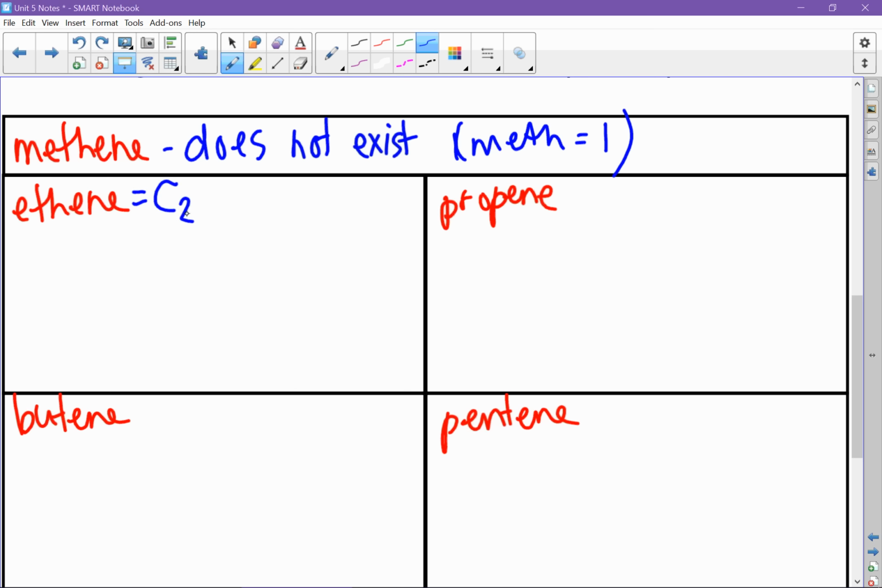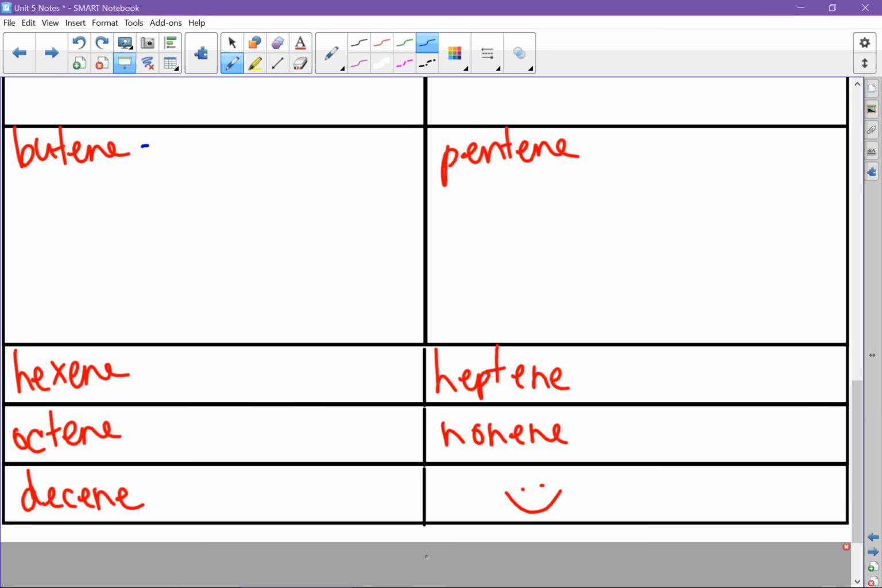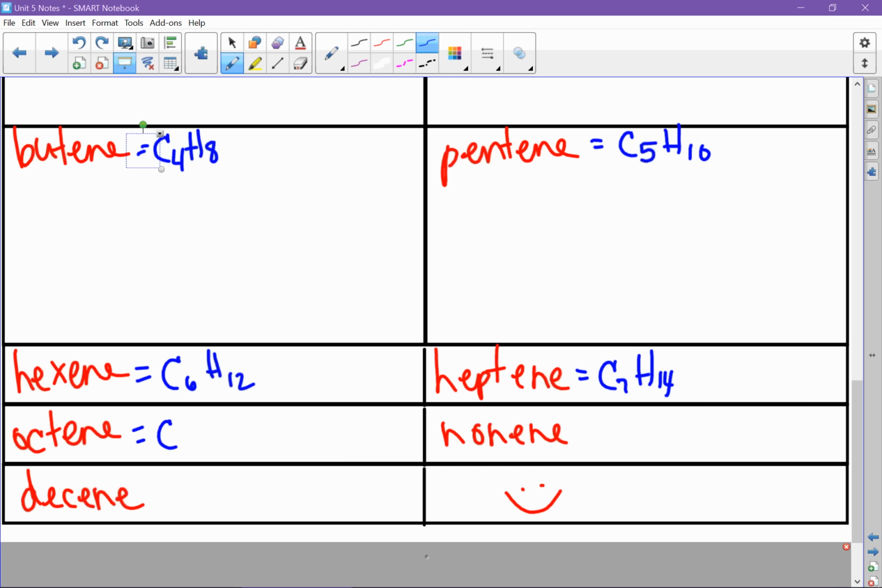Ethene, eth means I will have 2 carbons. And to figure out the hydrogens, I will just take this 2 and I will double it, so my hydrogens will be 4. Propene is going to be C3 because prop means 3, and my hydrogens will be just doubled as 6. So keep going down this table. Let's fill out some more. C4, H8, C5, H10, C6, H12, C7, H14, C8, H16, C9, H18, and decene will be C10, H20.